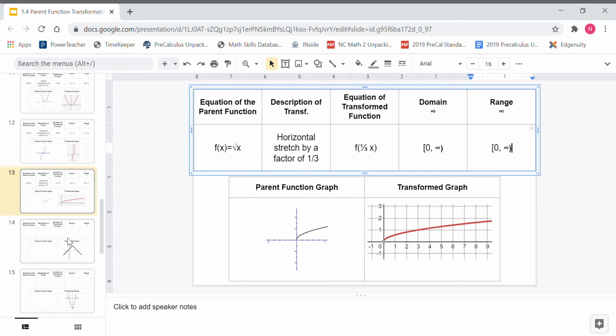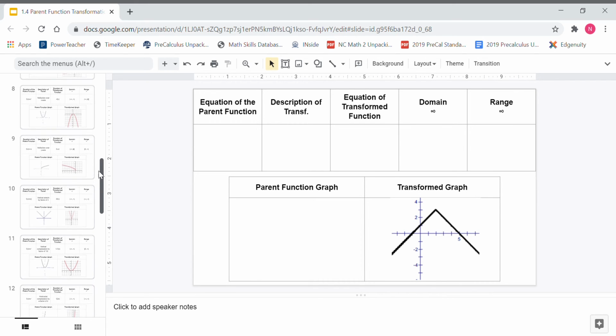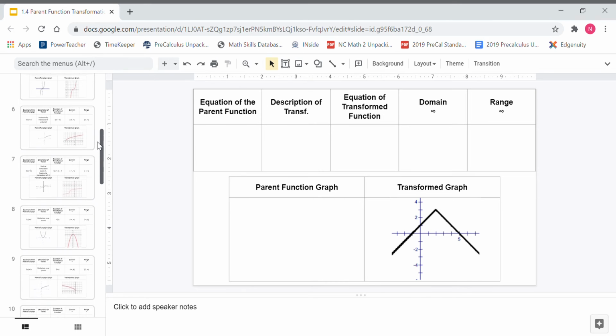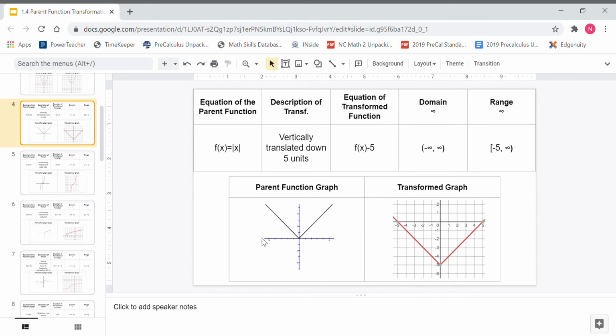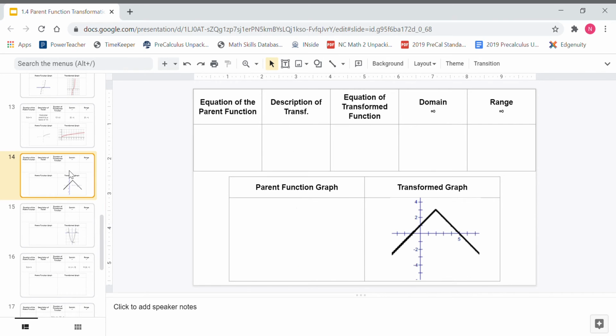All right, so putting it all together, slide 14, we are only given the transformed graph. And so it's got that point, and so we can already say that the parent function is the absolute value. So I'm going to go up here to slide 4 and copy and paste my parent function, just so we kind of have a side-by-side view.